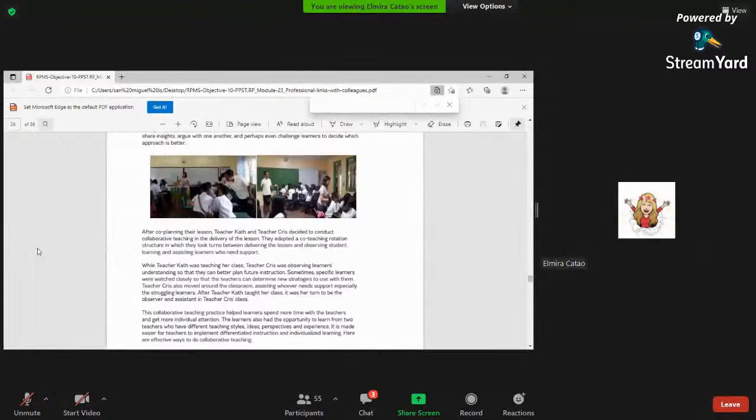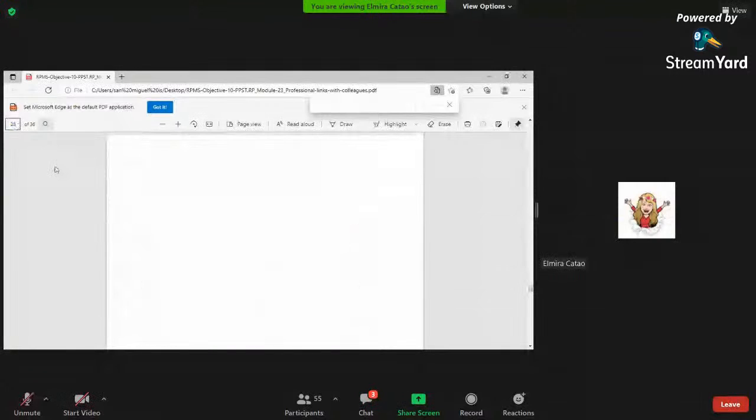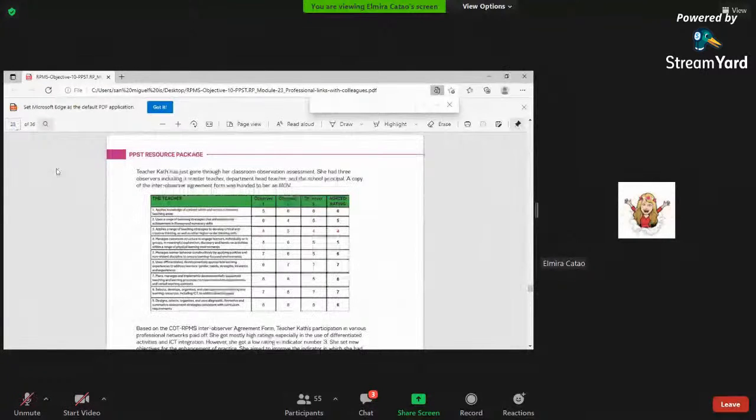Now, we have here a scenario. Dito natin makikita kung paano magagamit ang Module 23 sa ating CO. Okay. Yung observation result ni Teacher Kat. If you notice, Teacher Kat has just gone through her classroom observation assessment.